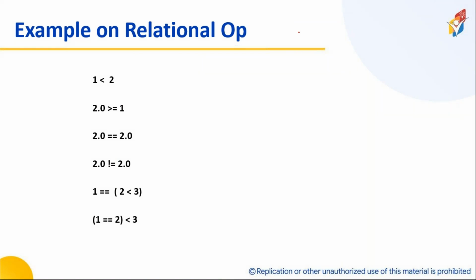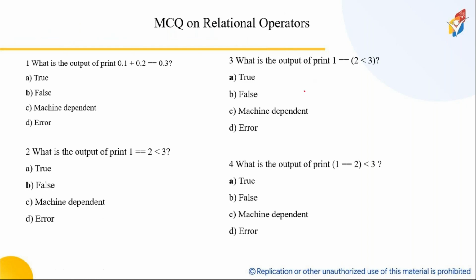Now, shall I go to the next kind of operations? Can you please answer these questions one by one? What is the output of 0.1 plus 0.2 double equal to 0.3? Most people will say that it is true, but it is wrong. Once again, this question was asked in many technical examinations. Whatever I'm discussing here was asked in either CTS, Cognizant, TCS, or Infosys. I'm collecting them and discussing them in the class. Can you please respond? 0.1 plus 0.2 double equal to 0.3.